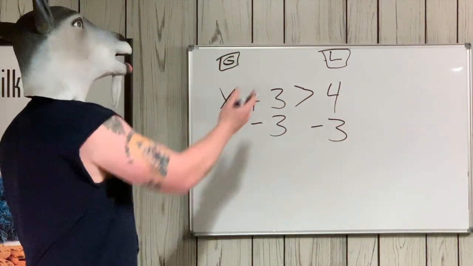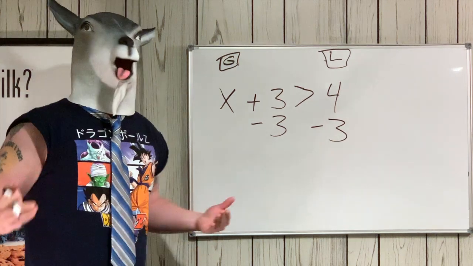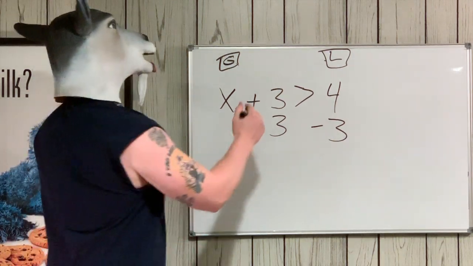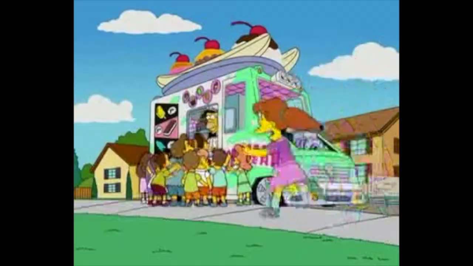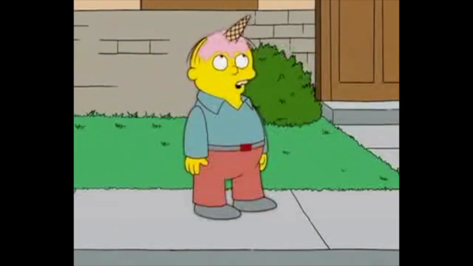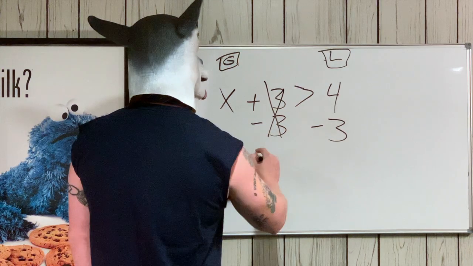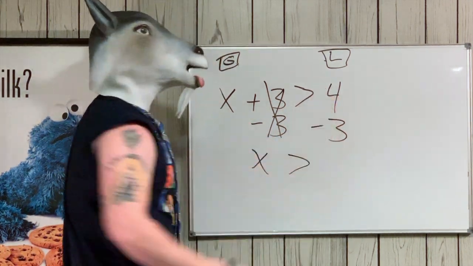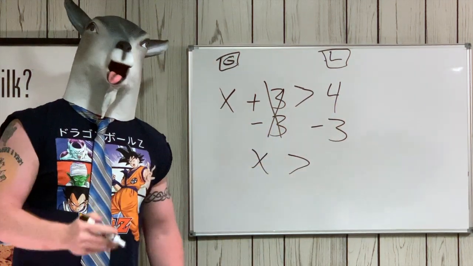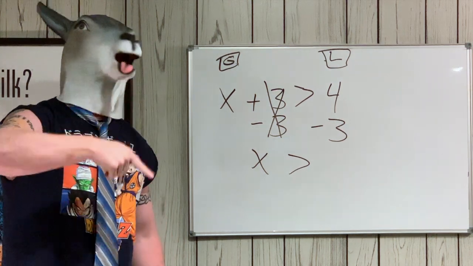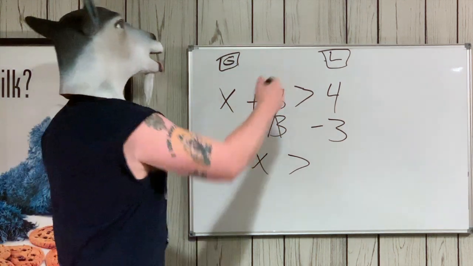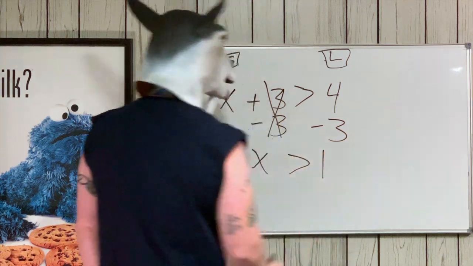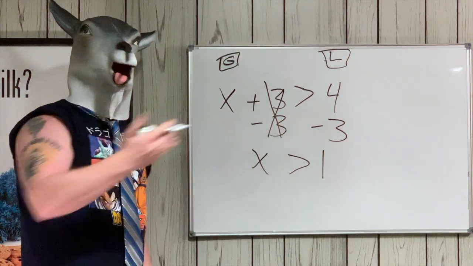What do you know? We got 3 minus 3. Even my second graders know 3 minus 3 is nothing. It's 0. They're gone. So over here we have x is greater than 4 minus 3. Get your calculator out. 4 minus 3 is 1. We have x is greater than 1.